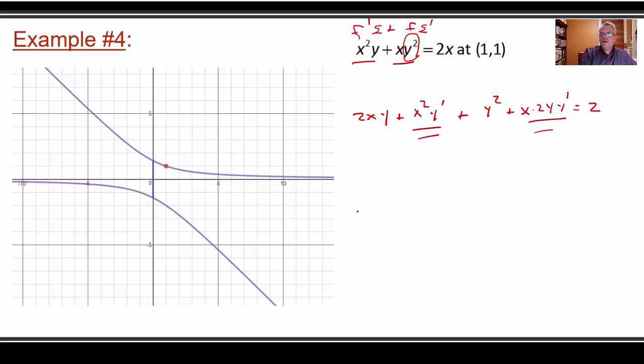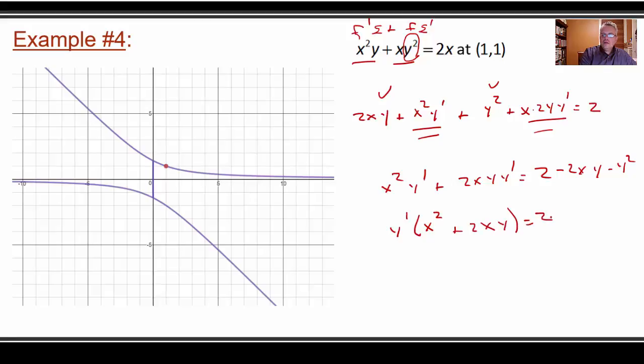Okay, now, wow, once that's done, we got to solve for y prime. These terms have a y prime, so I'm going to keep them. And these terms here, we're going to move to the other side. So we get x squared y prime plus, this is 2xy, y prime equals 2 minus 2xy minus y squared. Okay, factor out the y prime. That's what we got to do when it's in more than one term. Equals this mess on the right side.